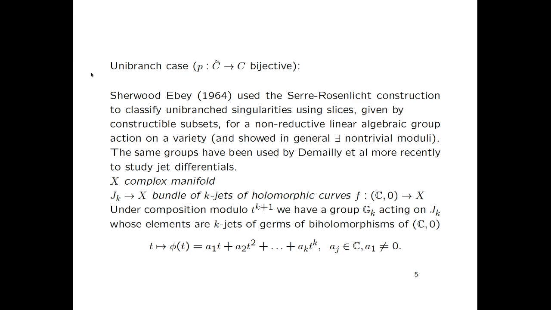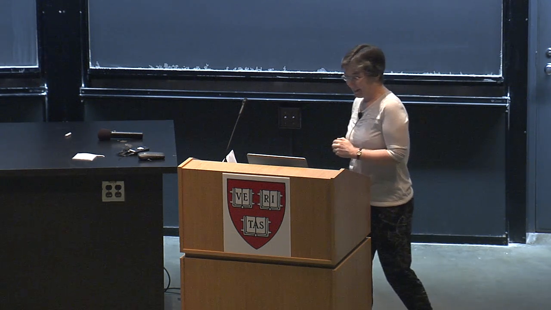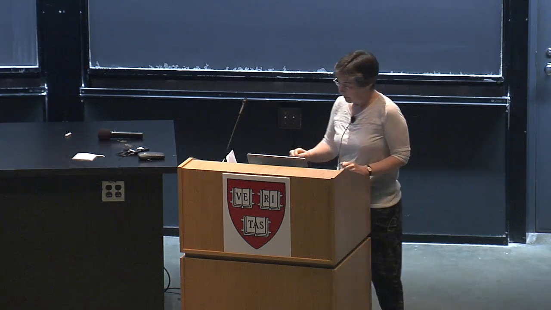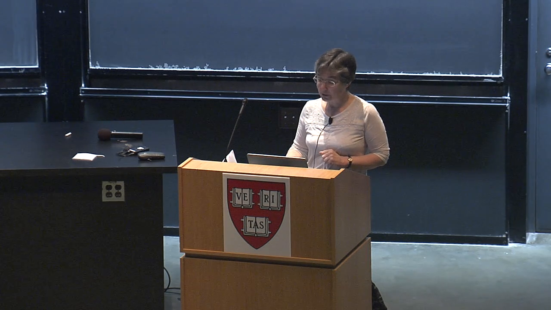And the group that came up in his construction is sort of a reparameterization group, a group of jets of germs of biholomorphisms of C at the origin. And it's a group that's come up in lots of other places in more recent decades, for example, in studying jet differentials.